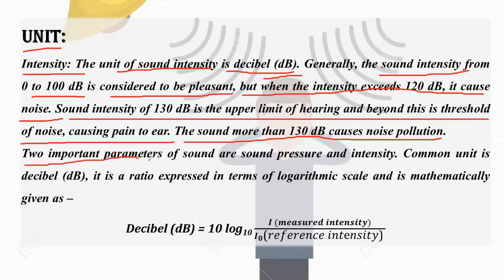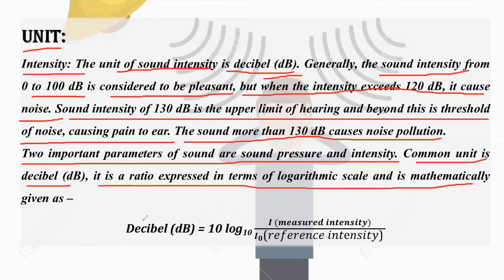The two important parameters of sound are sound pressure and intensity. We'll discuss those. And the common unit of noise is decibel. Now we need to see how decibel is calculated mathematically.